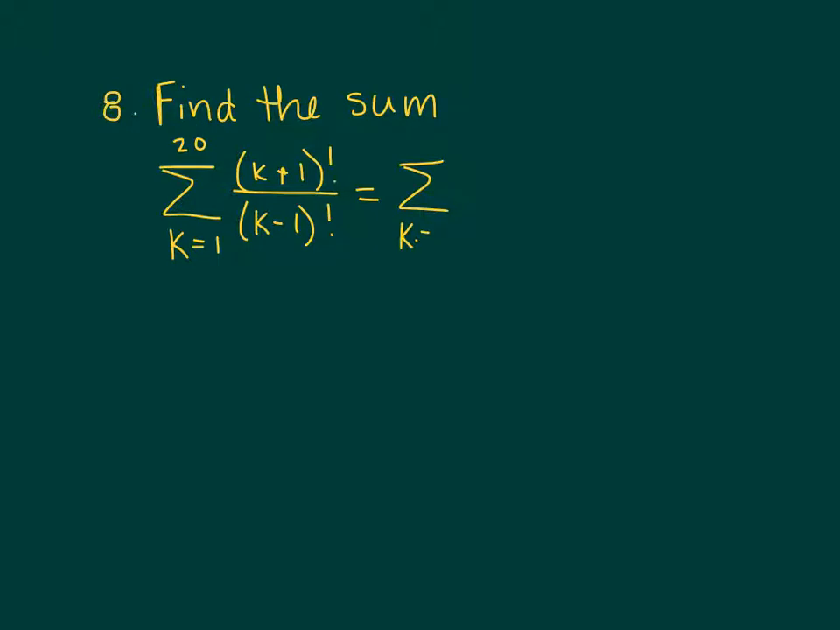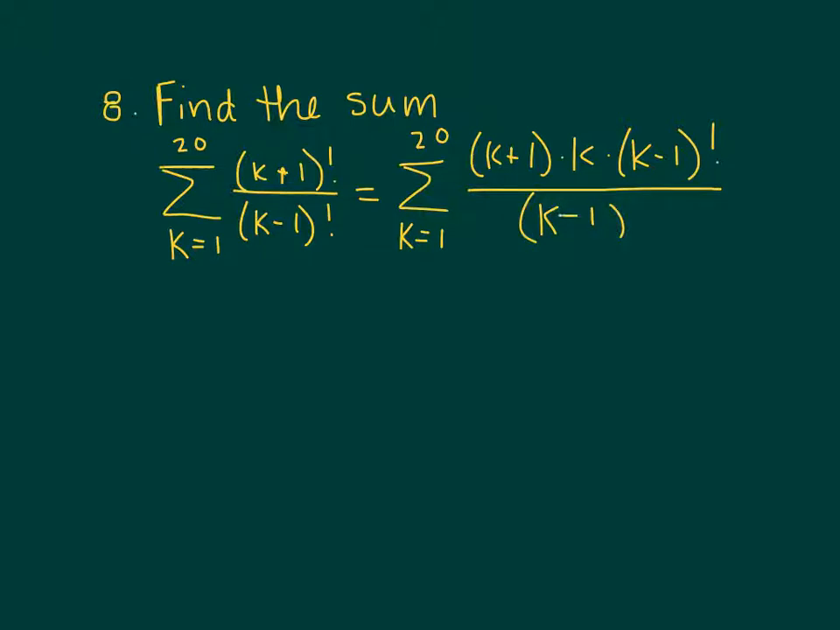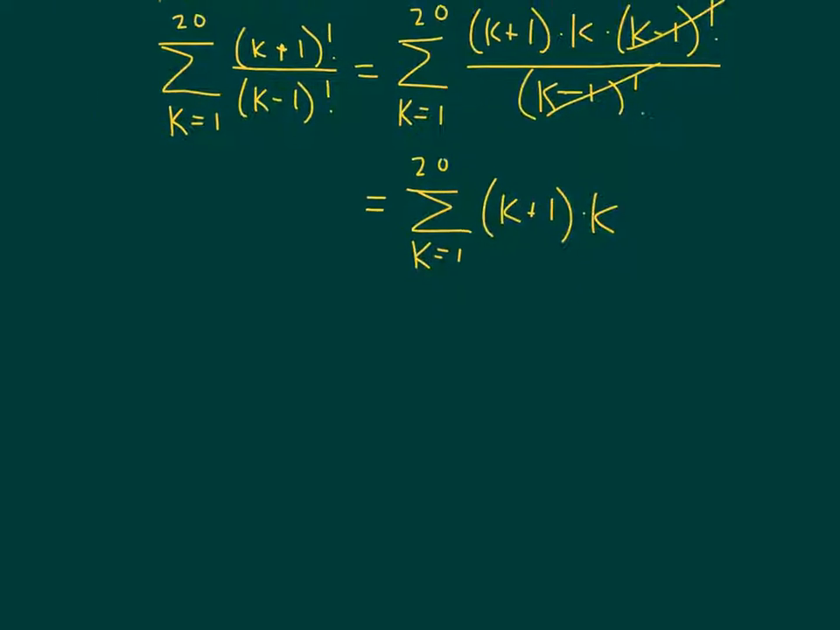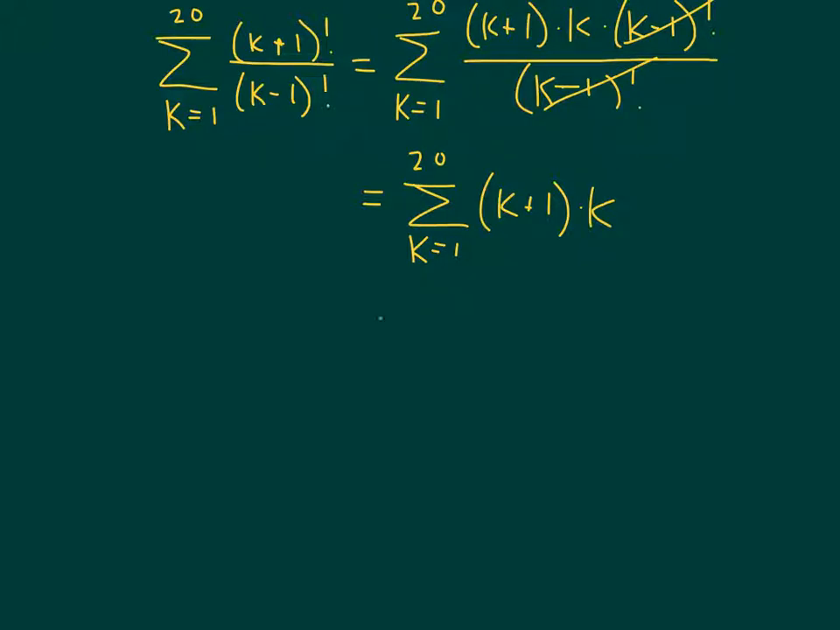So I am going to rewrite k plus 1 factorial as k plus 1. One number below that is k, one integer below that is k minus 1. So we'll stop there. We'll have k minus 1 factorial over k minus 1 factorial. So these cancel out. So now we're looking at the sum as k goes from 1 to 20 of k plus 1 times k. And I certainly don't know what I can do with that, but I do know that I can multiply this out.